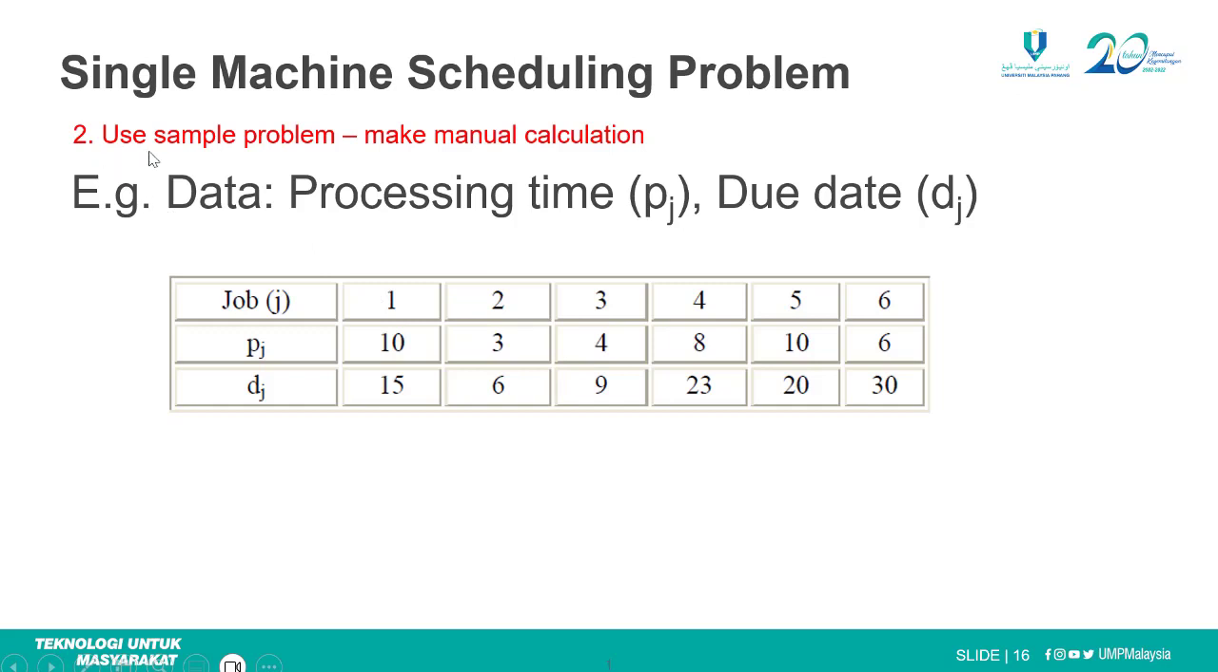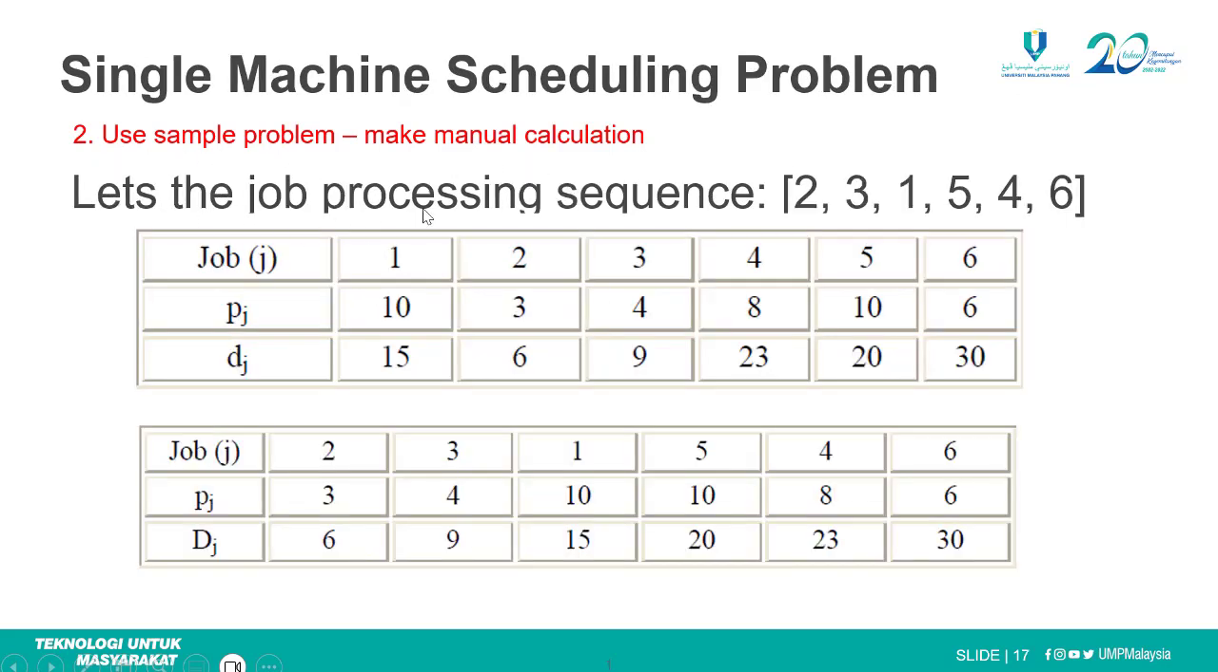Right. So we use a manual calculation. Okay, then let's look at the job processing sequence. In this example, we assume that the job processing sequence is 2, 3, 1, 5, 4, 6.